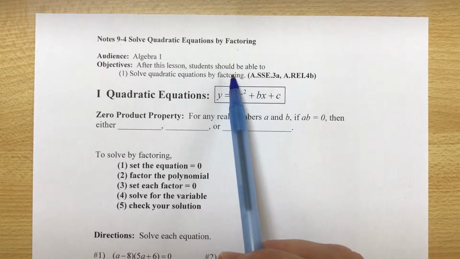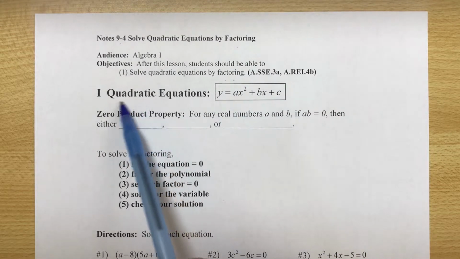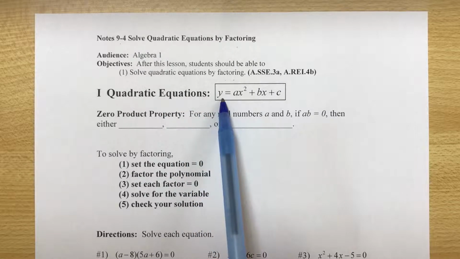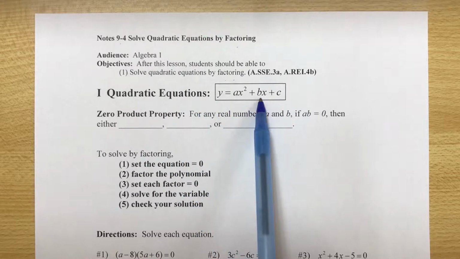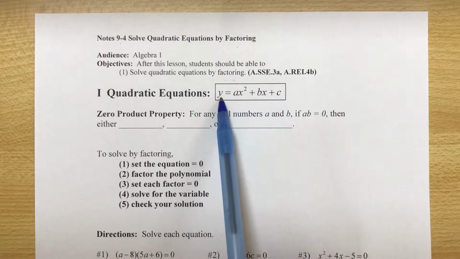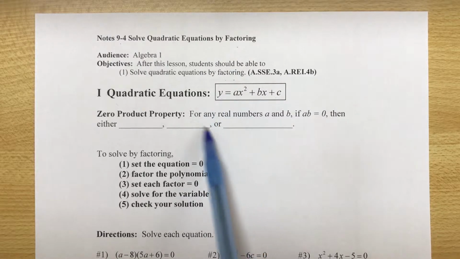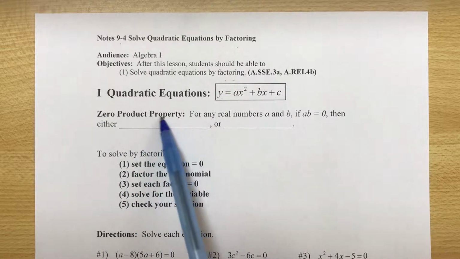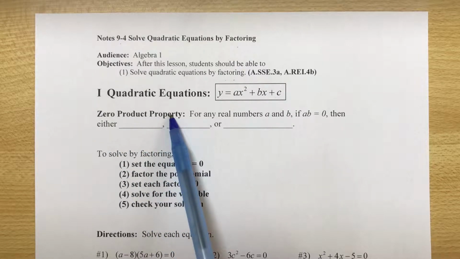Nobody knows. Okay. So a quadratic equation is in the form y equals ax squared plus bx plus c. Now when we graph these, we call them functions, f of x, which is the same as y. So now how do we solve them? Well, zero product property. We're going to use this rule.